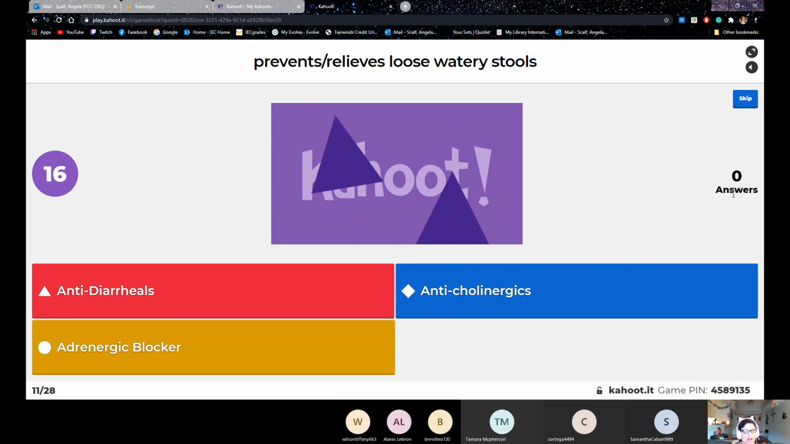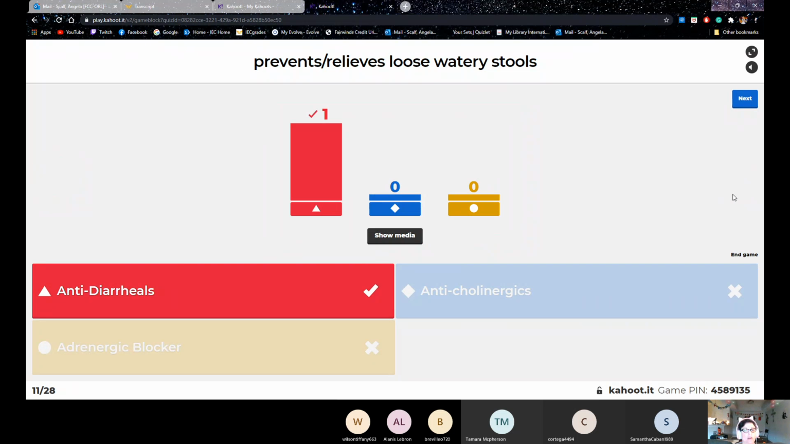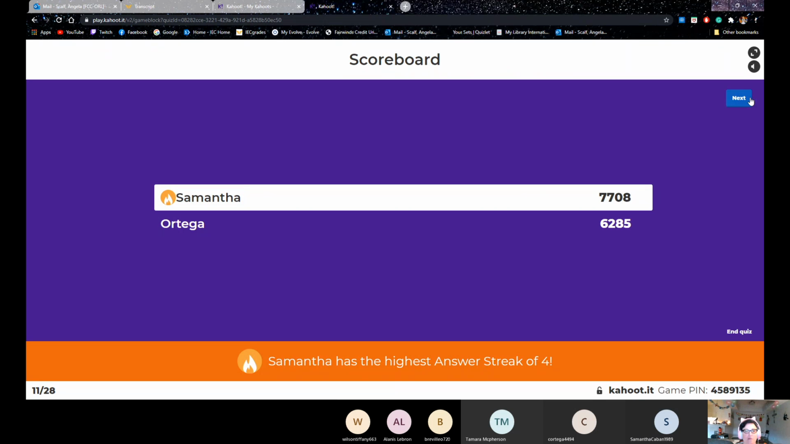Prevents or relieves watery stools. That would be an anti-diarrheal. Can you name me a brand of anti-diarrheal? This is a tough one. How about Imodium? You've heard of that medication, right? It's used a lot for when people get recurrent diarrhea. And I know I don't say that right, so don't make fun of me.